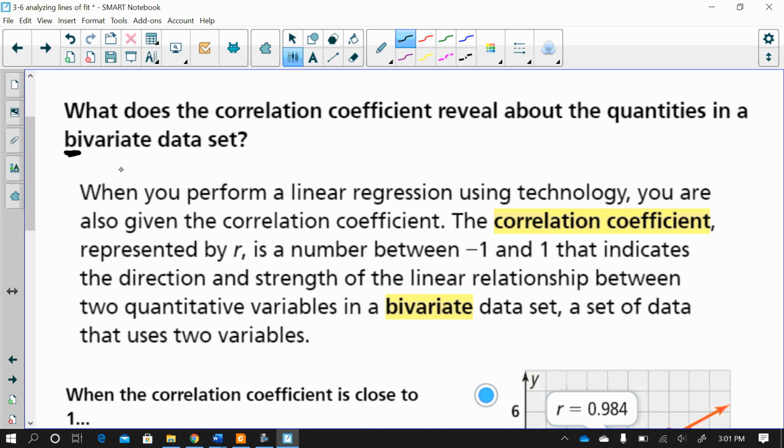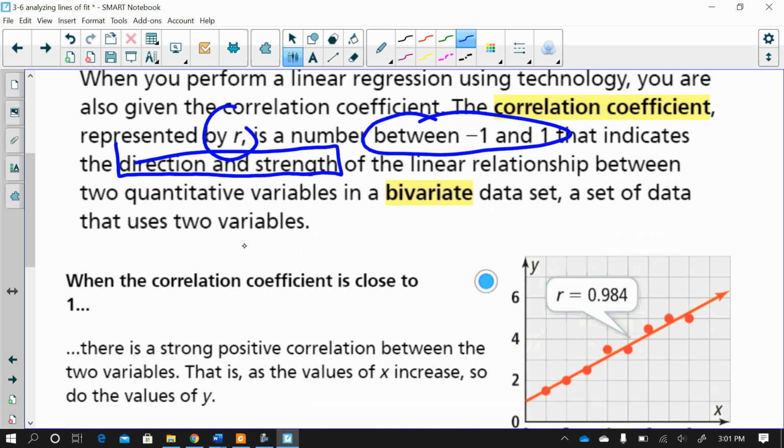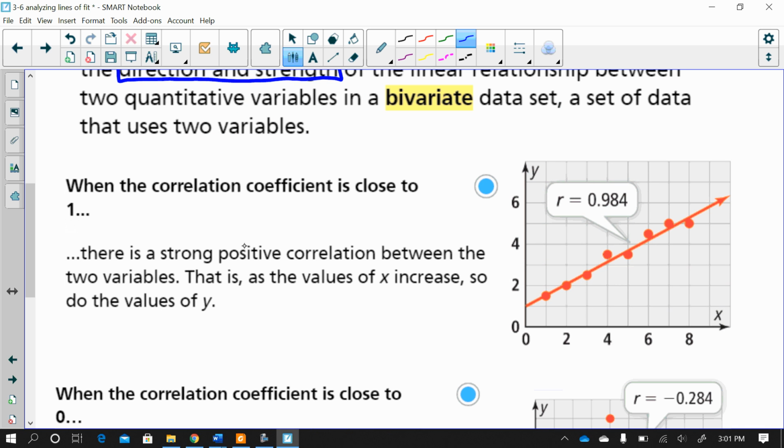Okay, so big things to know here. We're between -1 and +1, and it tells us the direction and strength. Okay, those are the two most important things in that paragraph. Okay, and also it goes by R. So here are our three different kinds of where it falls.